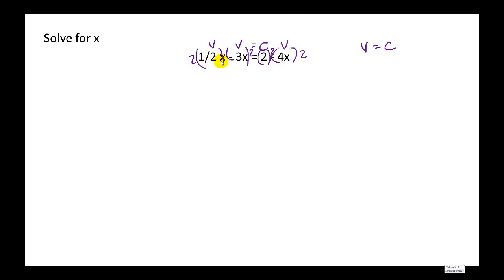2 times 1/2 x. Well, 2 over 1 times 1 over 2. 2 goes into 2 once, 2 goes into 2 once. So really this is 1 times 1 divided by 1 times 1. And 1 over 1 is just a 1. So we get 1x. -3x times 2 is a -6x. Bring down equal. 2 times 2 is 4. And a -4x times 2 is a -8x.